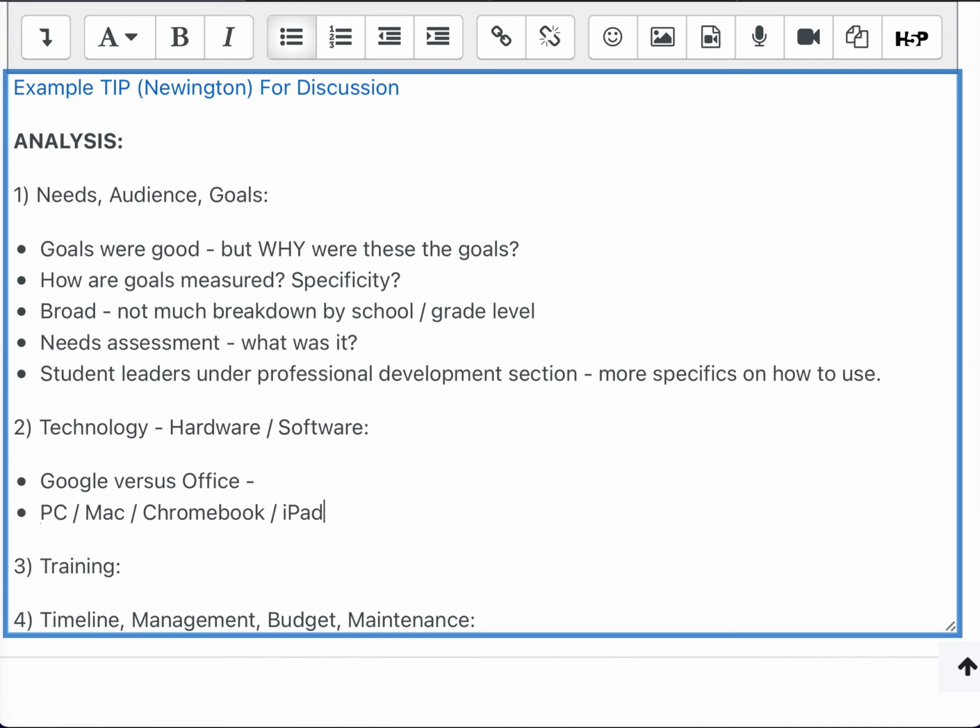It was a little confusing. The one-to-one was definitely a push, and that shows up, but what do they mean by one-to-one? Are all students in the district using the same type of device? Are they saying these levels are using this type and those levels are using that type? So again, some specificity along those lines.